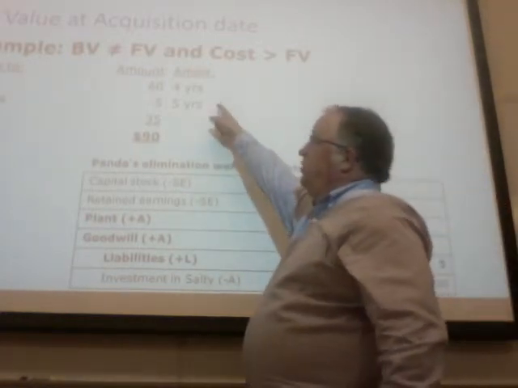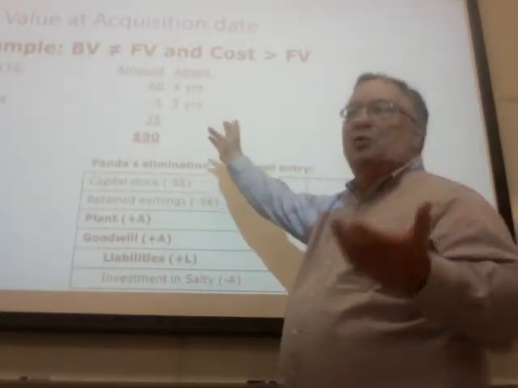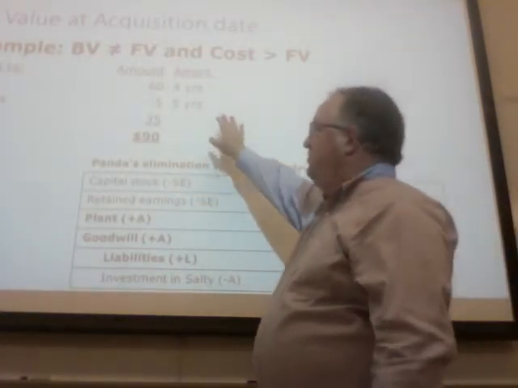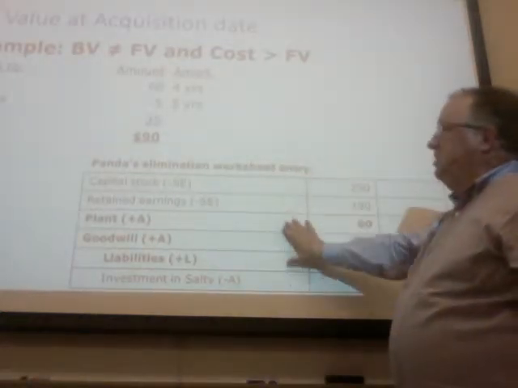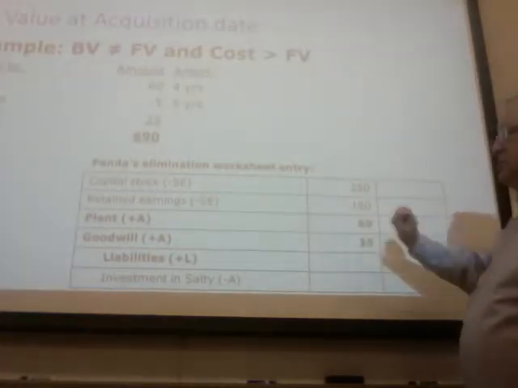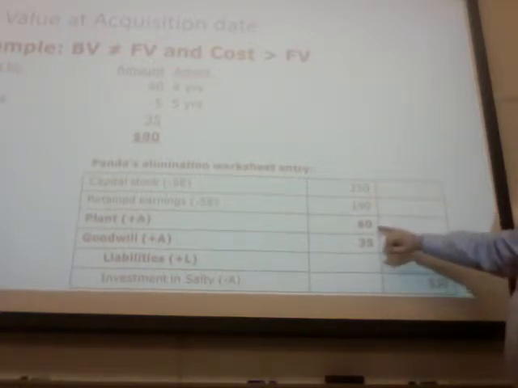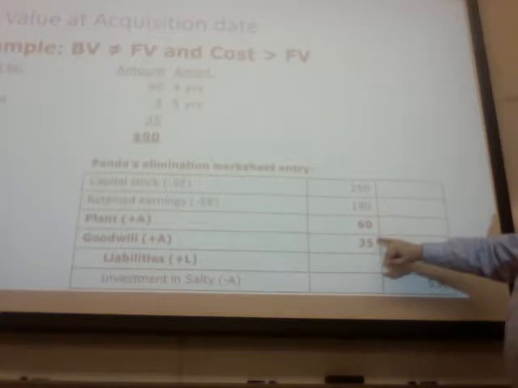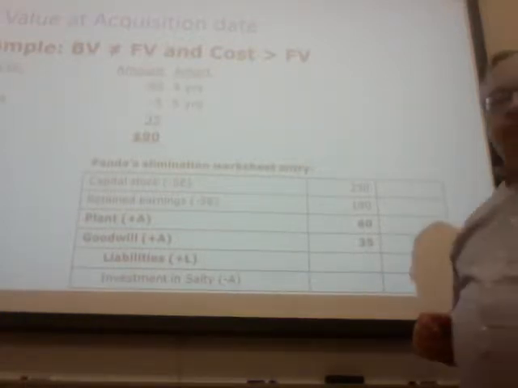These are our amortization periods. You can see there our plant, we end up with 4 years in this example. No particular rhyme or reason, just a stipulated fact. And there's our goodwill for 35. In Panda's elimination worksheet entry, when it's doing its consolidation, we'll get rid of the capital stock and the retained earnings of Salty. That's the 440. There we record our differential on plant and on goodwill and on liabilities, and we eliminate our investment in Salty. A very simple elimination entry to bring our balance sheets together.